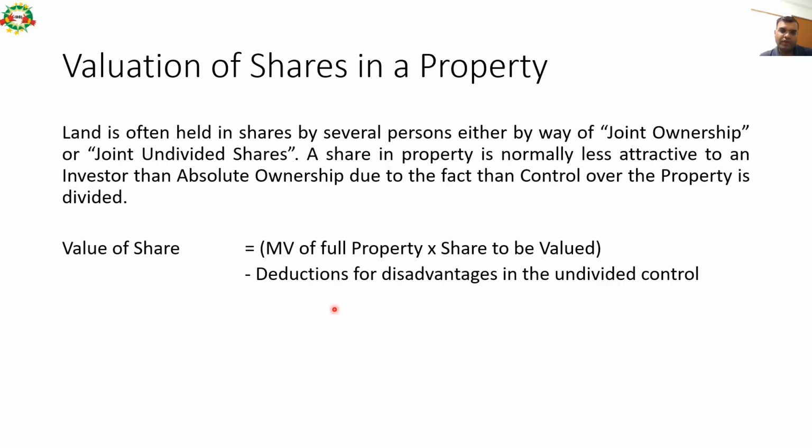Then as a valuer we have to make certain deductions for disadvantages in case of undivided control. Normally it is recommended at 10%. However, higher reductions may be allowed based on suitable justification.